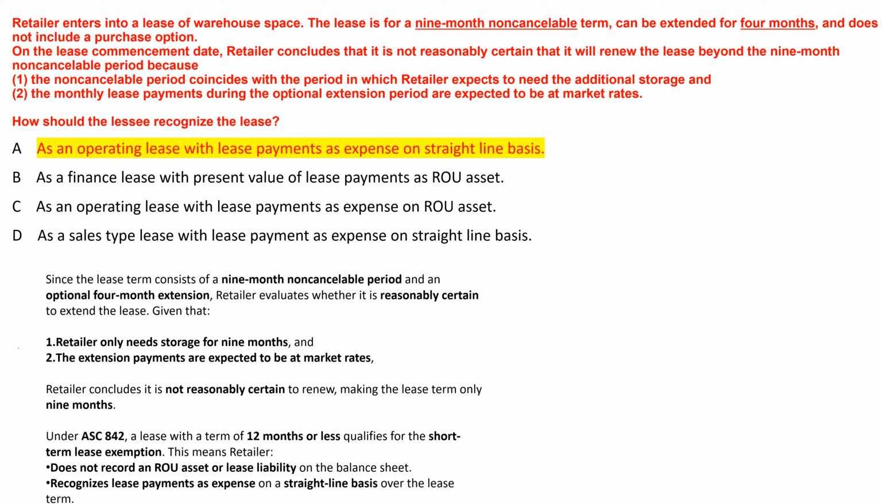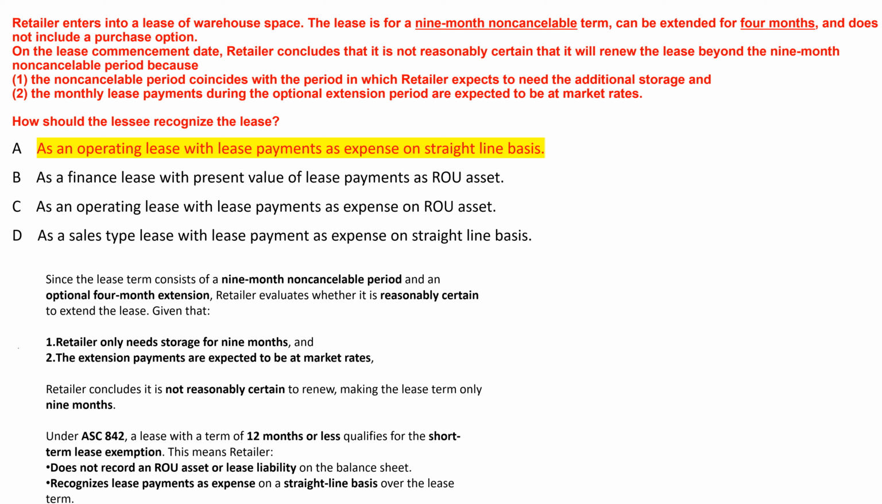The correct answer is A. Since the lease term consists of a 9-month non-cancelable period and an optional 4-month extension, retailer evaluates whether it is reasonably certain to extend the lease. Given that 1. Retailer only needs storage for 9 months, and 2. The extension payments are expected to be at market rates, retailer concludes it is not reasonably certain to renew, making the lease term only 9 months.